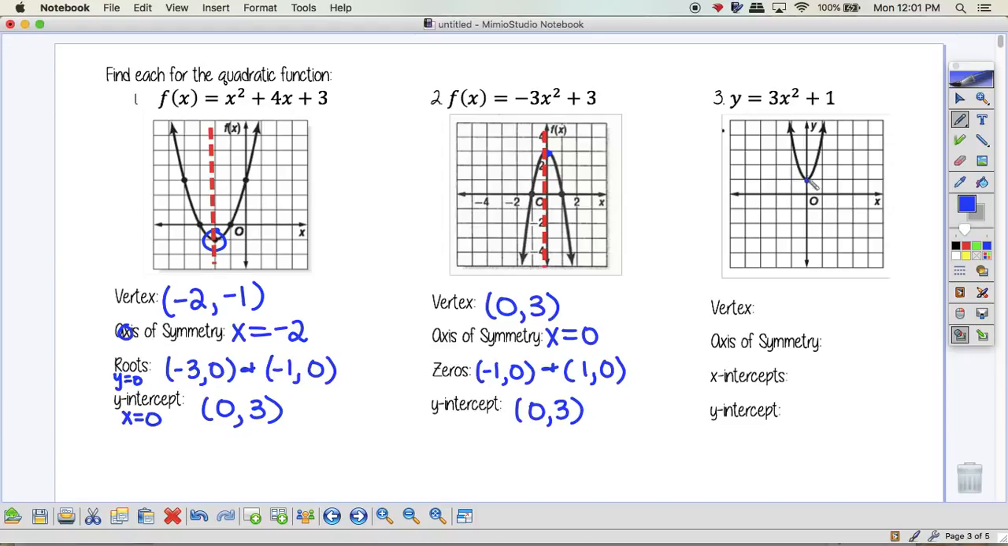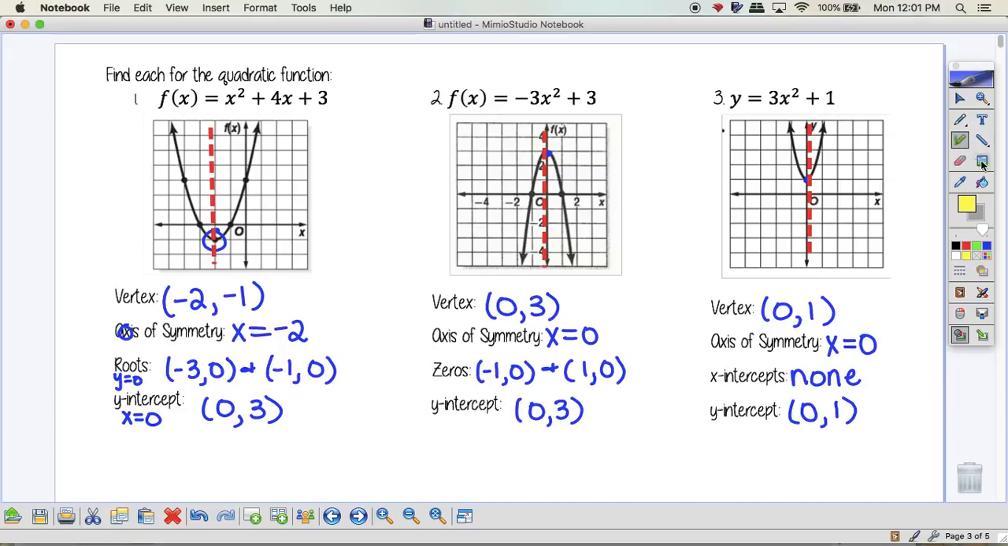Number 3, the vertex is right here. That's at the point over 0, up 1. The axis of symmetry is a vertical line that would split it in half. Axis of symmetry always has x equals. And this is going to be x equals 0 as well because that's the line that splits it in half. Where does this graph cross the x-axis? This one actually has no x-intercepts. And the y-intercept is 0, 1. So the y-intercept will not always be the same as the vertex. That's only going to be if the vertex is on the y-axis.